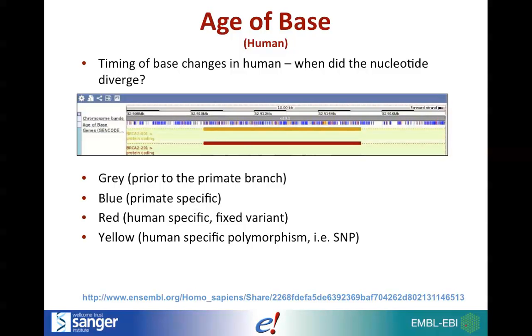So we have a color coding of this track. We've got gray, which means the change happened before the primate branch. Blue is a primate-specific change. Red is a human-specific change. We only see this nucleotide in human, and it's a fixed nucleotide, not really a variant. And yellow is a known polymorphism. So it's human-specific, and it's also a polymorphism. So the track is there.